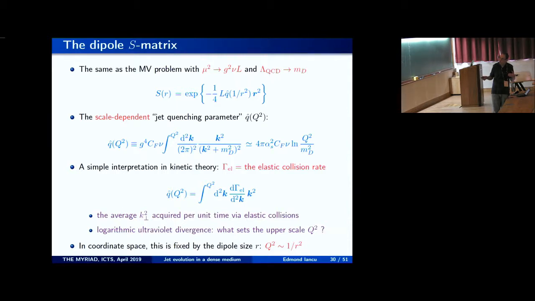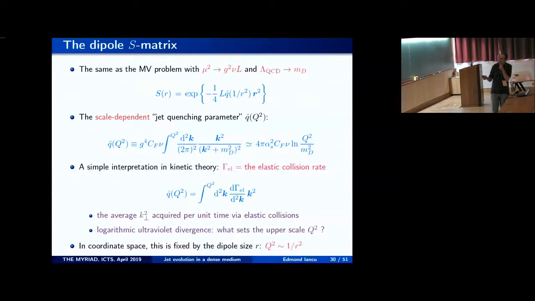k perps with the integrand k perp squared, because I want to compute the average k perp squared acquired per unit time, because it's a rate. And you can identify this formula and this formula. Also, in the standard calculation in kinetic theory, this integral over the rate with a weighting factor k perp squared is sensitive to the UV scale in a logarithmic manner. And the question is, what sets up the scale for the logarithm? What cuts off the integration?